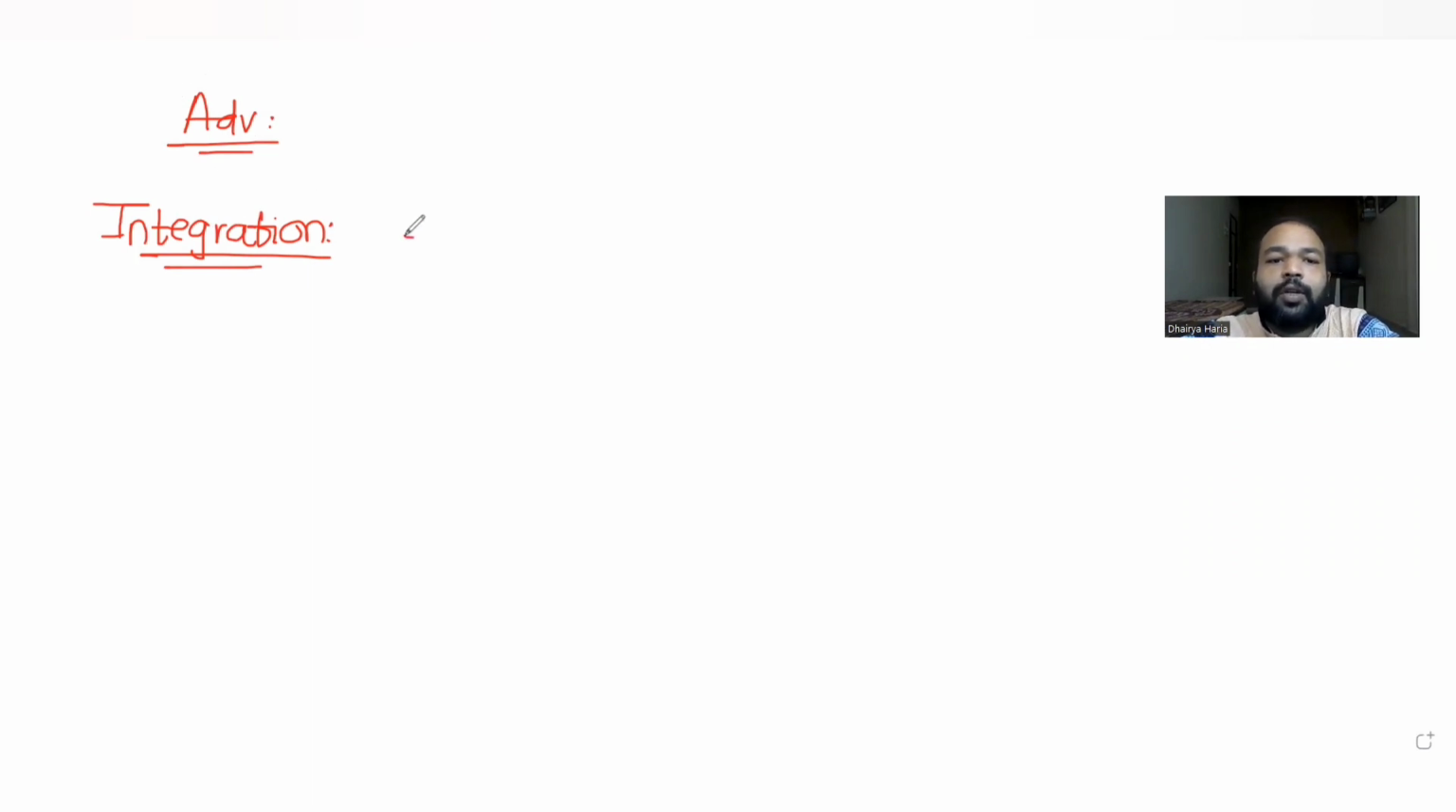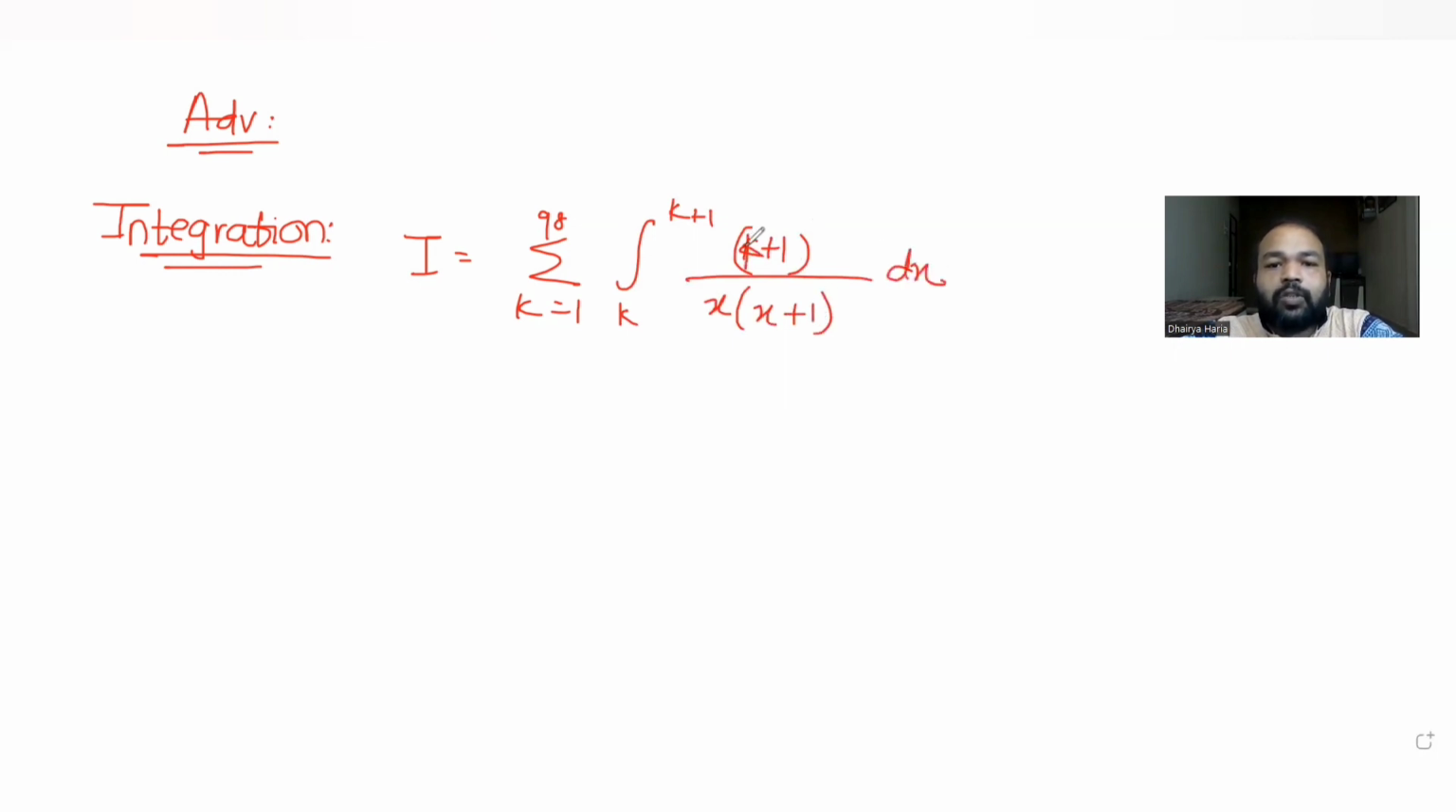The question tells me that I is the summation of k equal to 1 to 98, the limits are from k to k plus 1, and the expression given is (k plus 1) upon x(x plus 1) dx. That is the entire expression given to me, and there are four options also given.